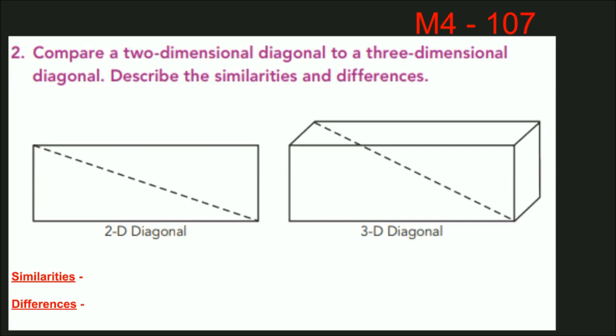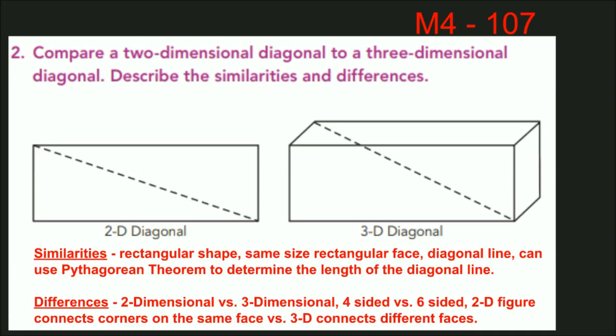Now that you've had a chance to write your own and brainstorm, and share with your table partner and add anything you didn't have, let's look at some of the similarities and differences that I came up with, and we'll compare this to what you had. Let's start with my similarities. The first similarity I found was that they both have a rectangular shape. Our shape over here is obviously a rectangle, and our 3D shape still has a rectangle as well. The next thing I found is that they're the same size rectangular face.